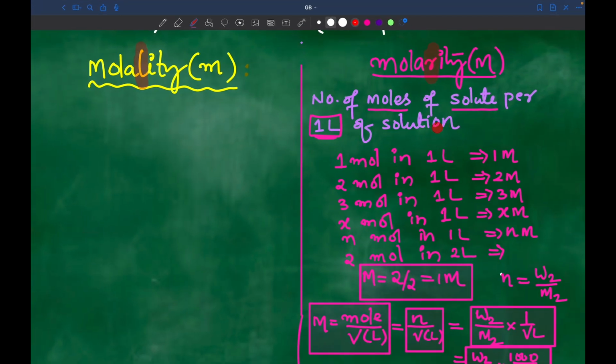Right, so this is the molarity. So we'll talk about molality. Can you see the board? Yes, sir.